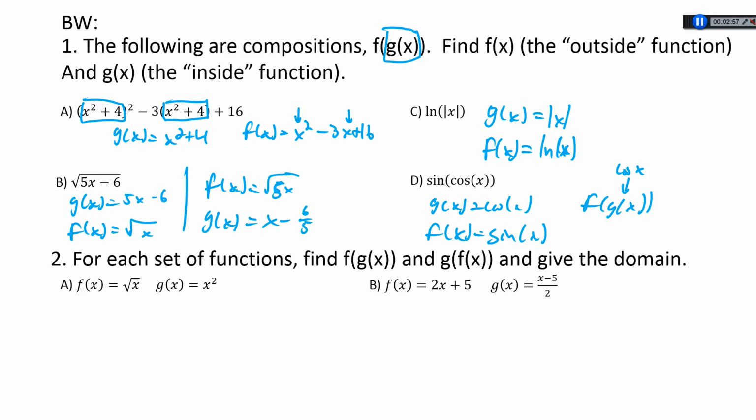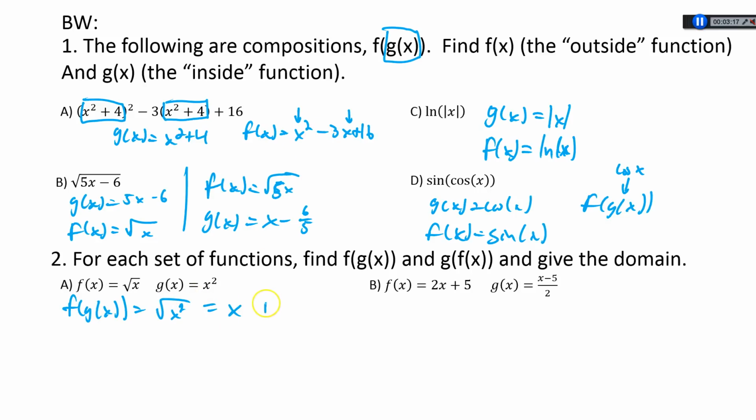All right, so for each set of functions here, let's find f of g of x and g of f of x and give the domain. Now, those might give different things, right? So let's see what happens. For the first one, let's do f of g of x first. So f of g of x, putting g inside the f function. So that's going to be the square root of x squared. Now, I think that's just x, right?